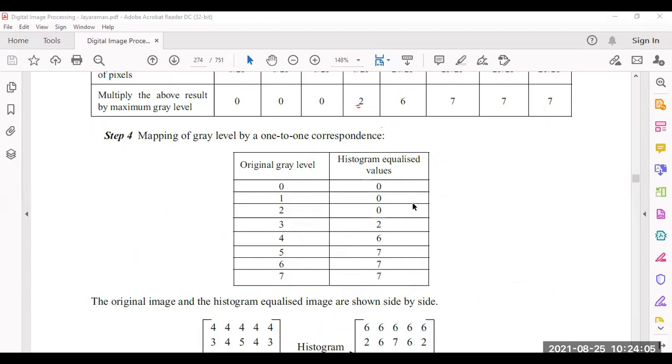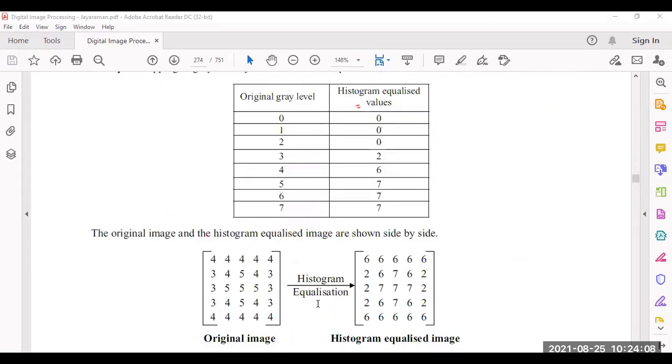Now if I represent this matrix, how will the equalization be done? All 4s are converted to 6. All 5s are converted to 7. All 3s are converted to 2s. Fine, so this is your histogram representation. This is my original image histogram, and after equalizing, we are getting it in this form.